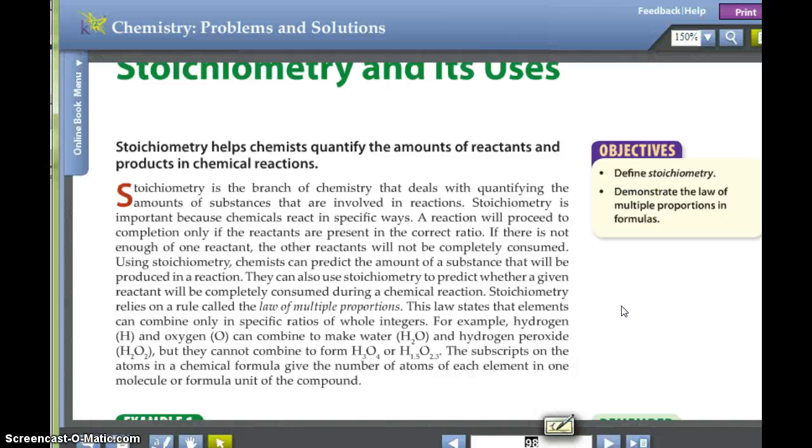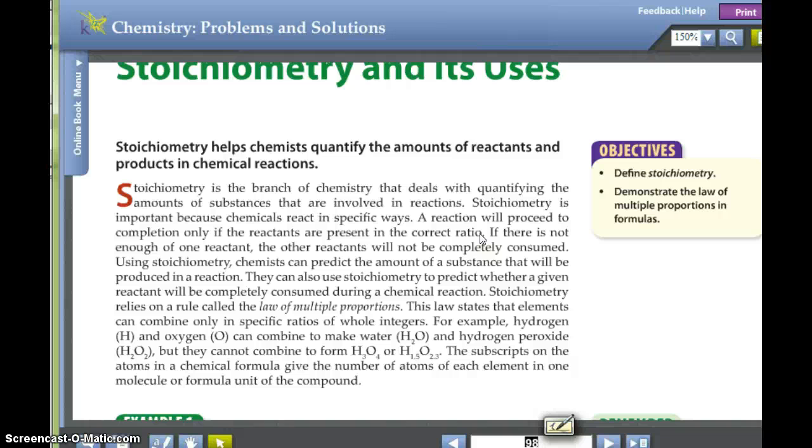Stoichiometry is important because chemicals react in specific ways. A reaction will proceed to completion only if the reactants are present in the correct ratio. In other words, we've been talking a lot about chemical reactions and you've predicted a lot in the lab, but what we haven't really mentioned is that they only happen if you have enough of all the reactants. Just like if you try and bake a cake without eggs, you're not going to get a cake. It's just going to sit there and boil until it burns in your oven.